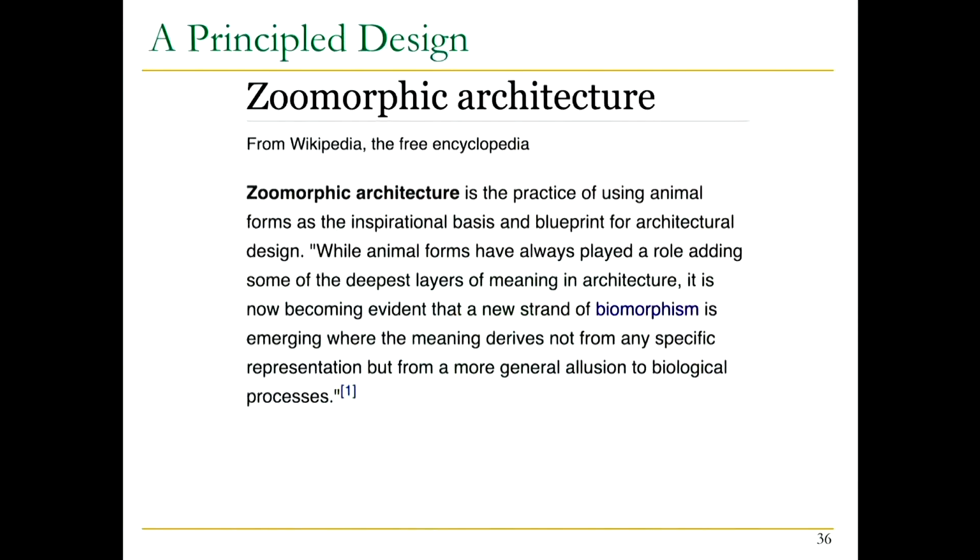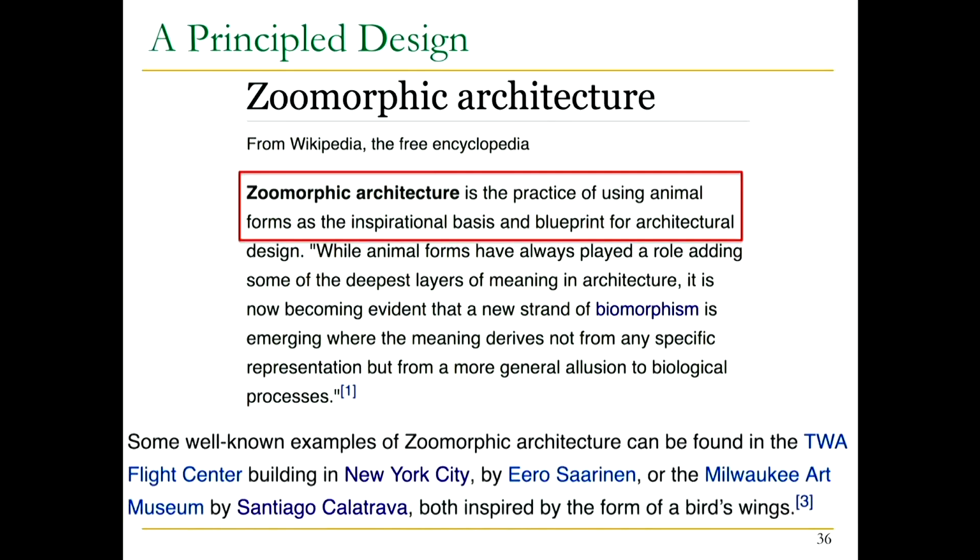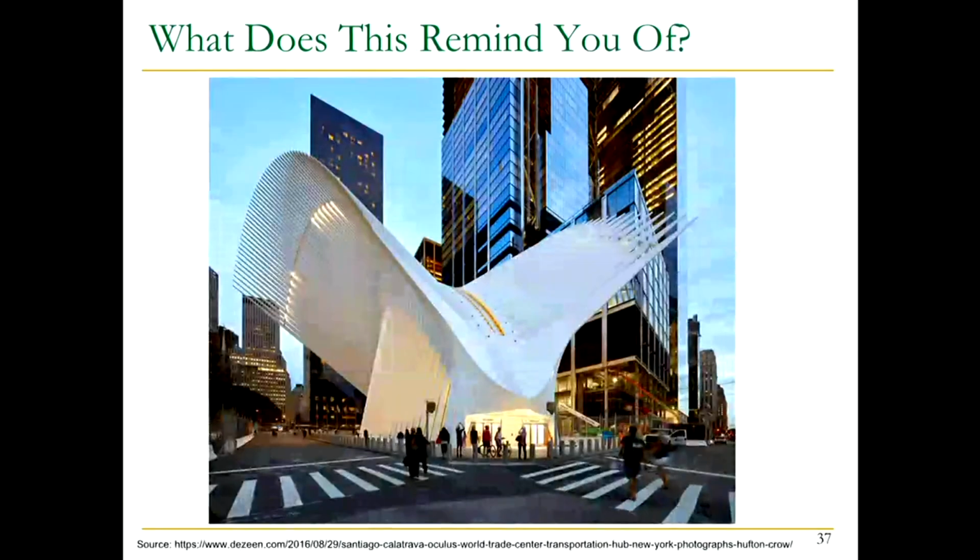Okay. So the principle is really zoomorphic architecture. It's the practice of using animal forms as the inspirational basis and blueprint for architectural design. And you can go and read more about it. I'm not going to test you on zoomorphic architecture in this course, but it's always good to know different fields because this really enables you to do better things in life in general. Okay. And as you can see, some well-known examples. There are many other ones.